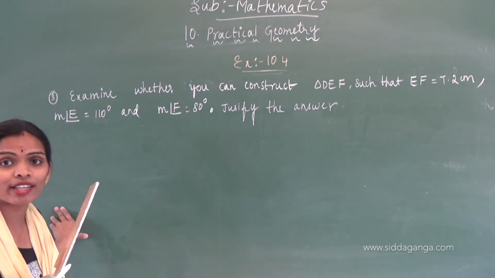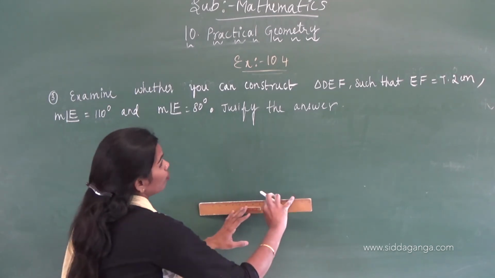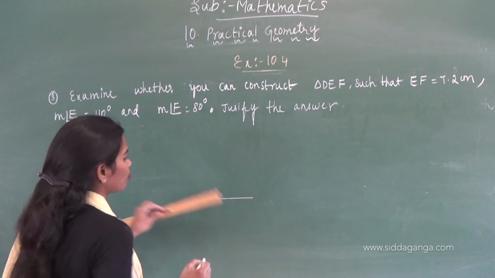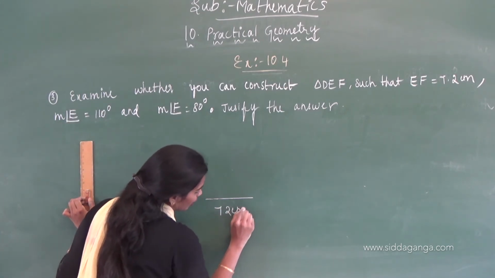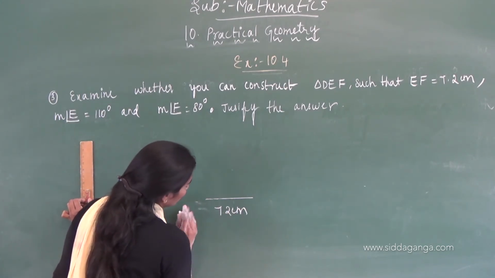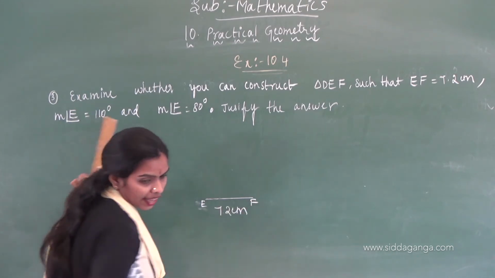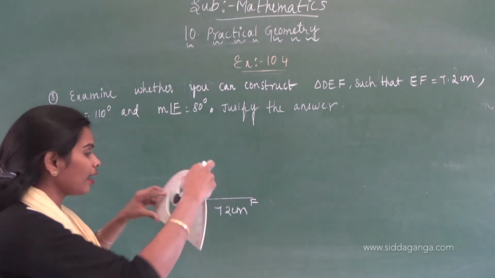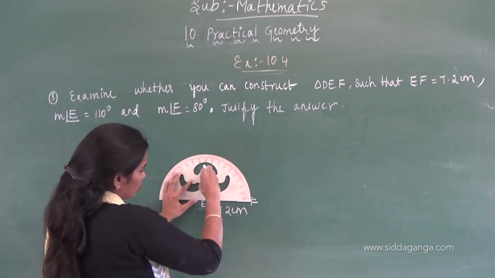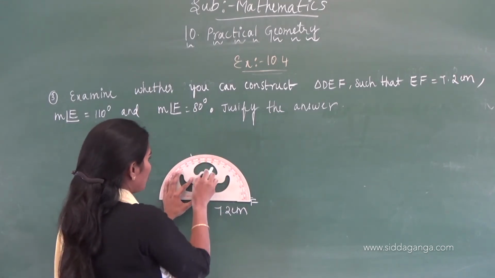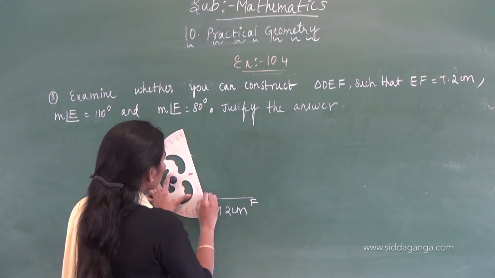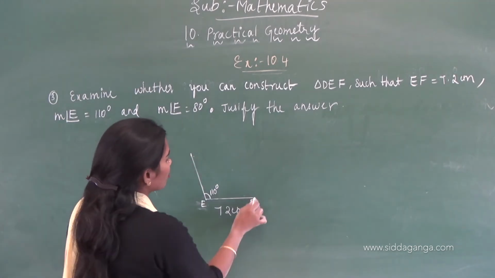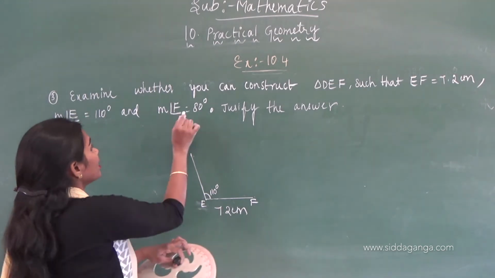First, geometrically I will show how we can construct. First we take a base as 7.2 centimeters, EF. Angle E we know. What is angle E? The angle E is 110 degrees. Just I am drawing 110 degrees here. I am taking the lower scale here. I think you can do the angles, correct? And here through F we have to do 80 degrees.